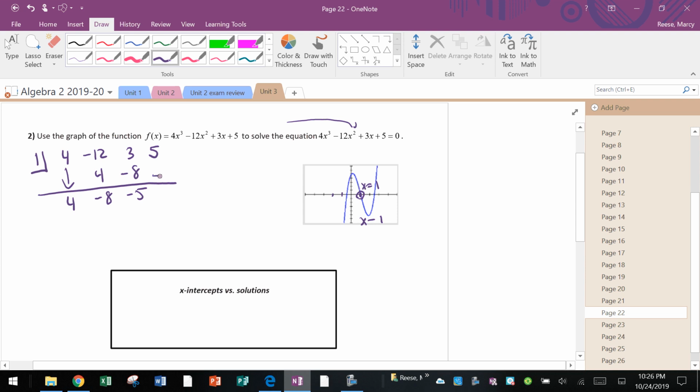5, negative 0. Okay, so my quadratic that's left, okay, remember how we do this? This is a cube, so this ends up being a 4x squared minus 8x minus 5 equals 0. Right? And then you're going to factor this. Now, this is what I'm going to do. I'm going to leave this.